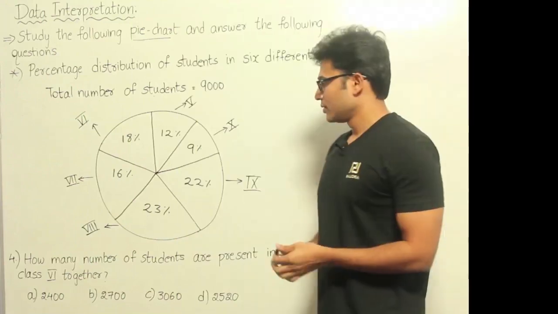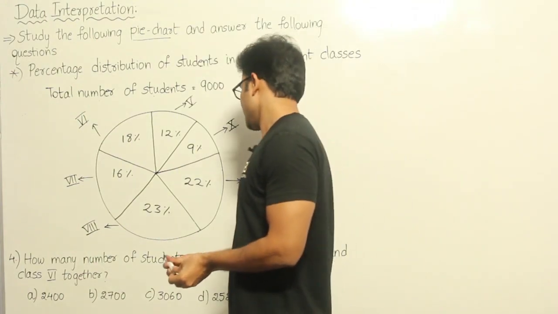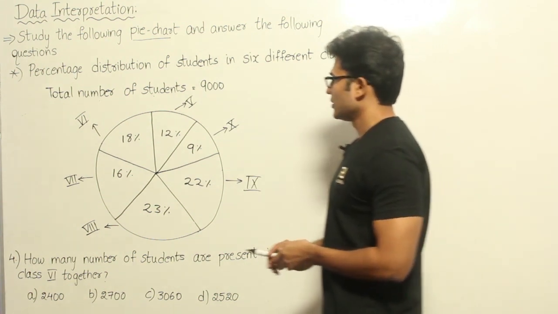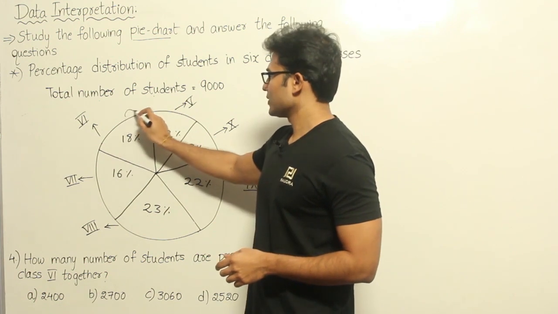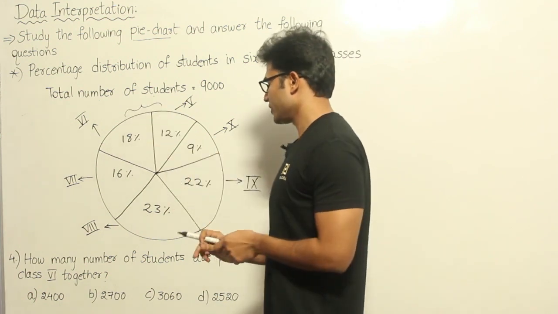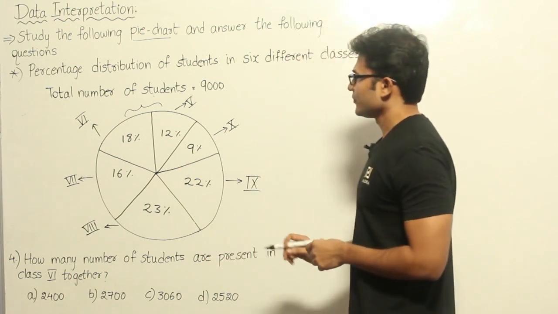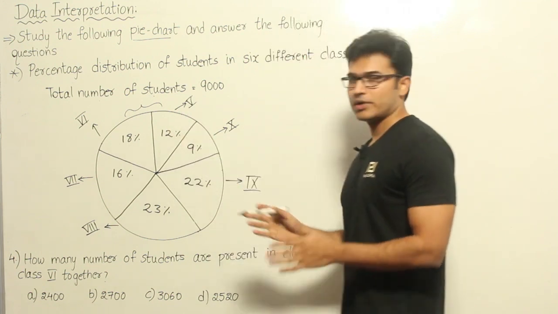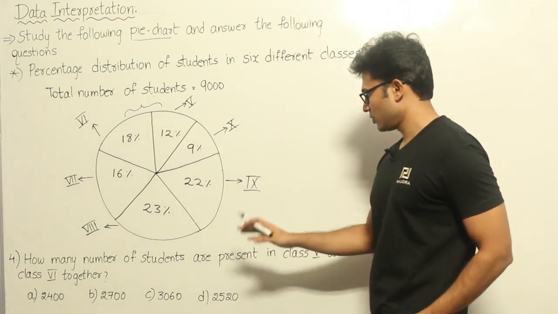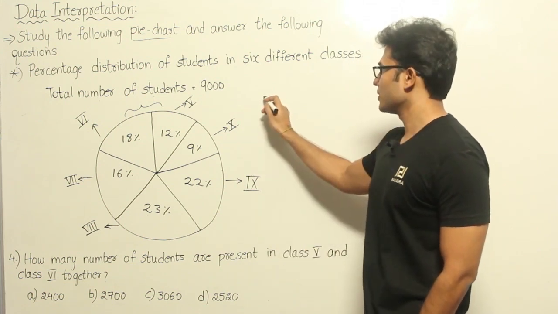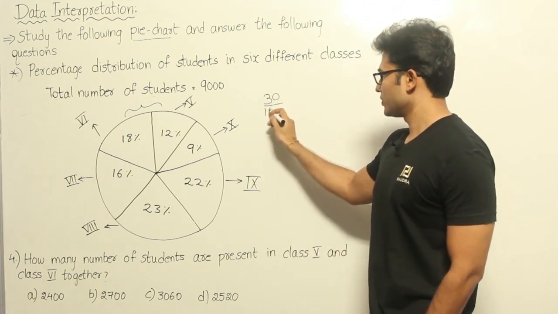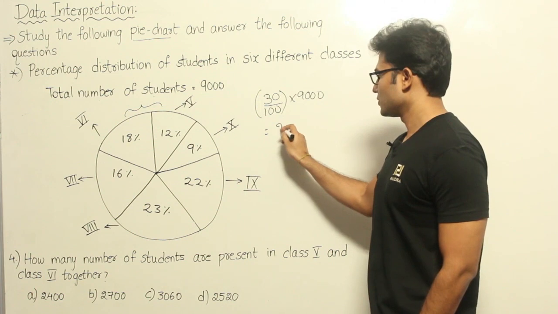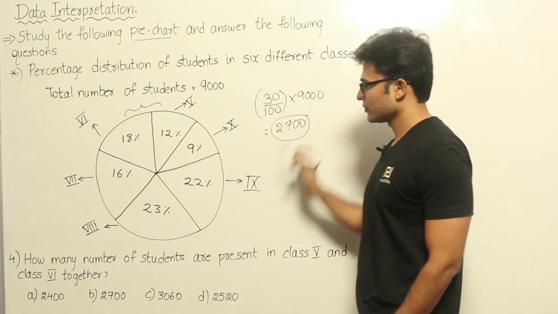Okay. Now let's see this question. How many number of students are present in class 5 and class 6 together? So they are asking us, if you combine these two, class 5 and class 6, these two data together, how many students are you going to get overall? So 18% of the students are present in class 6 and 12% of the students are present in class 5. Now if you add both of them, it is going to be 30%. So both of them put together, you are supposed to get 30% of the total students. Therefore the total students present in these two classes are 30% of 9,000, right? So it is going to be 2,700. Answer B.